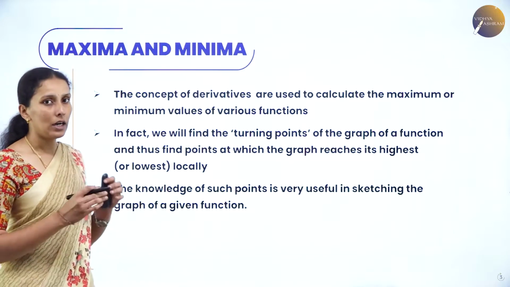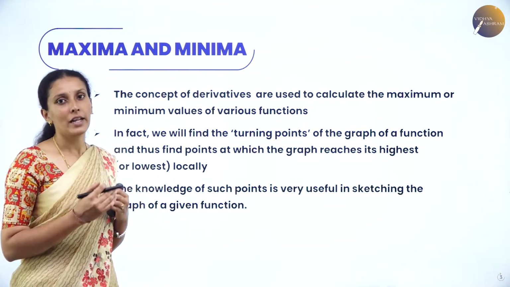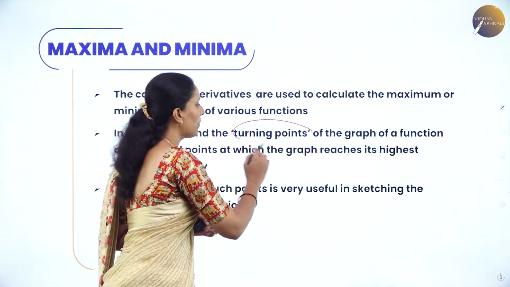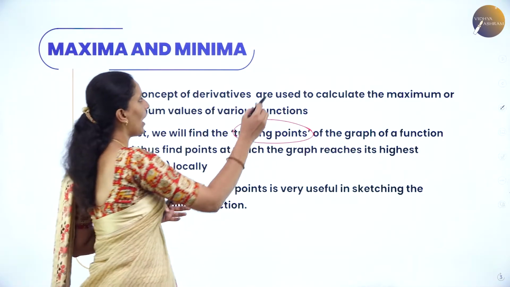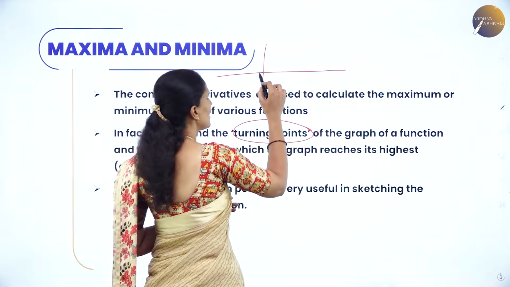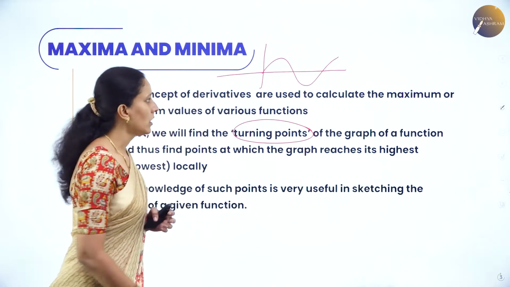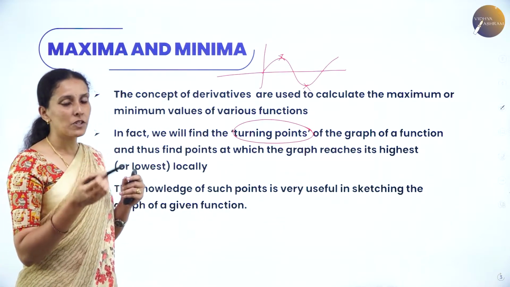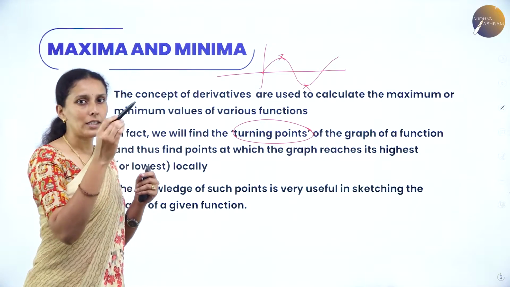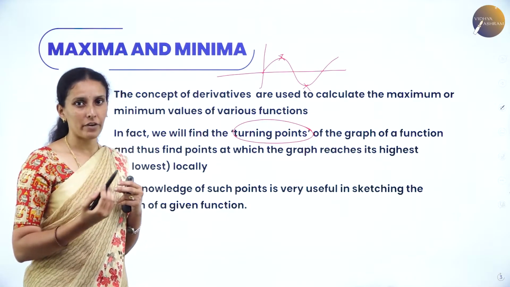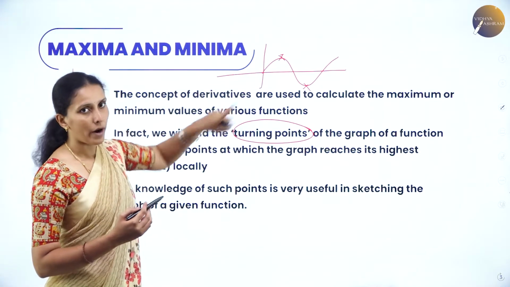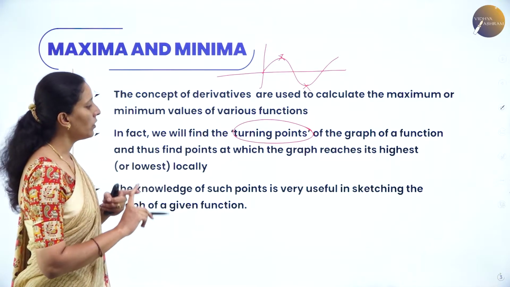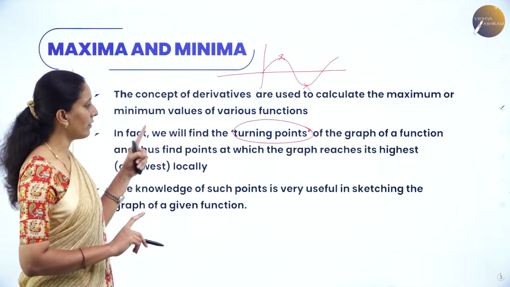In fact, by finding the maximum value or minimum value of a given function, we are able to identify the turning points in the graph. That is, the graph of sin x will be like this. So like this it moves on. We can see this is the maximum point and this is the minimum point. So it helps us to identify, or by plotting the points, we can easily draw the graph of a given function. Just by plotting the points, by finding the maximum and minimum values of a given function, we are able to sketch the graph required for the given function.